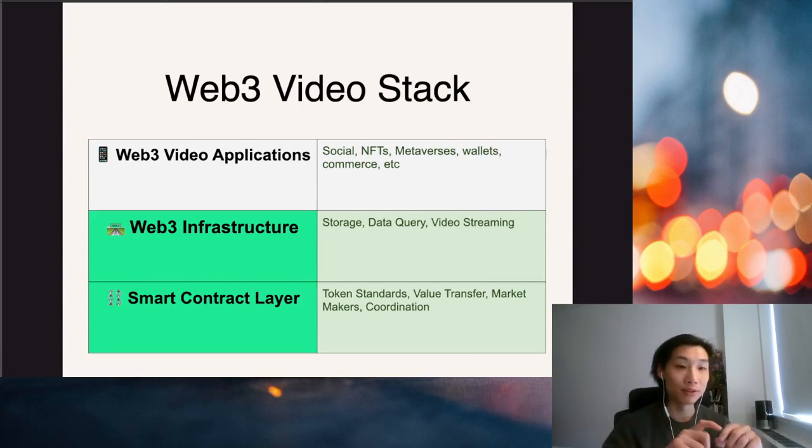But on top of that, we have the Web3 infrastructure layer that allows applications to be built in a decentralized way. Because at the end of the day, in order to build applications, we still need infrastructure to power them. So these are decentralized storage solutions, decentralized data query solutions, and decentralized video streaming solutions, all for powering these Web3 video applications. And we're starting to see these applications pop up in different verticals like decentralized social, NFTs, Metaverse, and even video-specific wallets or commerce use cases.